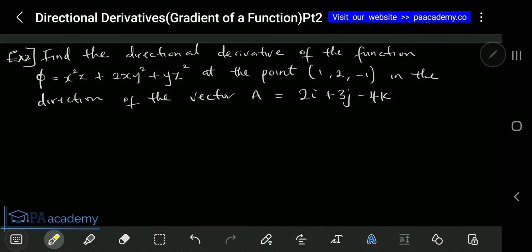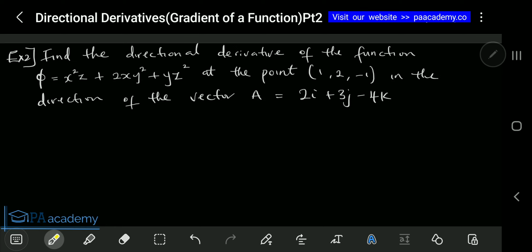Alright, welcome back to example 2 under directional derivative. So in the previous part, we looked at the formula to calculate the directional derivative and the application of it, where we looked at one example. So here is a second example we are going to be using to explain the concept of directional derivative.